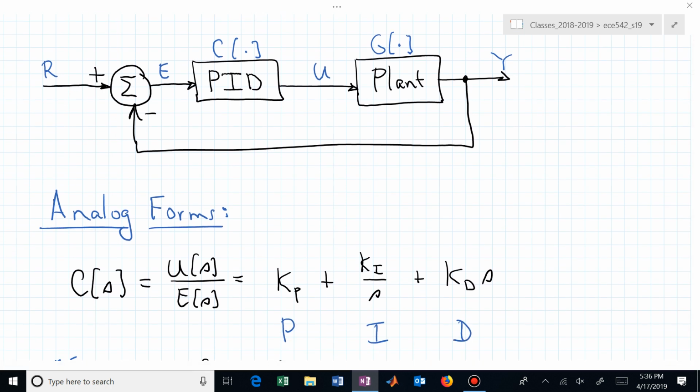We're going to look at several forms of PID controllers, but here's the one that jumps out at you. If you just needed to write down an expression for a PID controller, this is what I would write down. I would write down a proportional gain, an integral 1 over S with an integrator gain K sub I, and then a derivative S scaled with K sub D. And now you have a P, an I, and a D gain that you have knobs for.